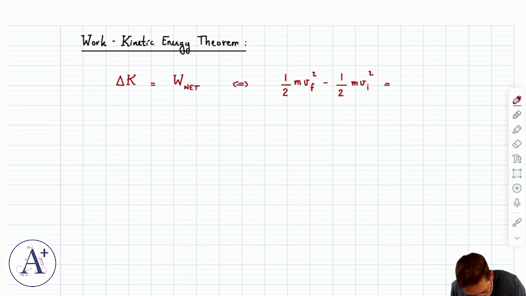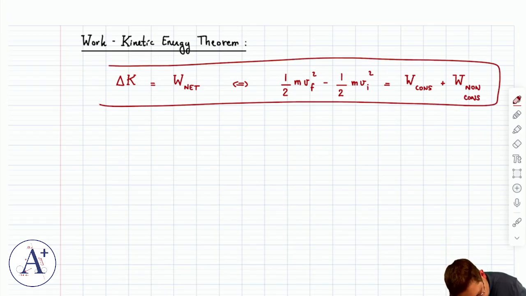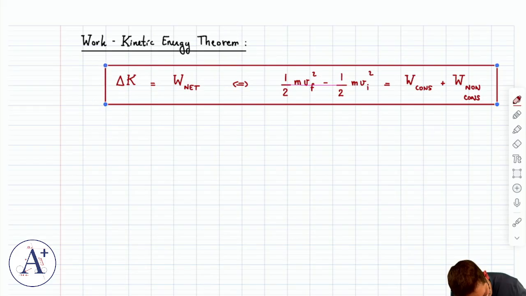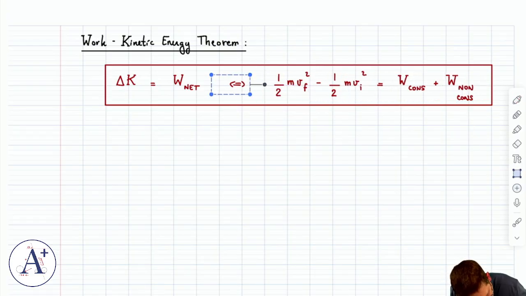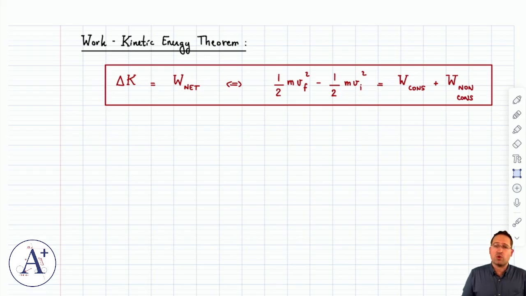Now, I'm going to write the net work like this. It's going to be work done by conservative forces plus work done by non-conservative forces. And you're going to see why I'm breaking it up into these two components in a second. But there are different types of forces in physics if you want to classify them. One way you could classify them is whether or not they're conservative or non-conservative.